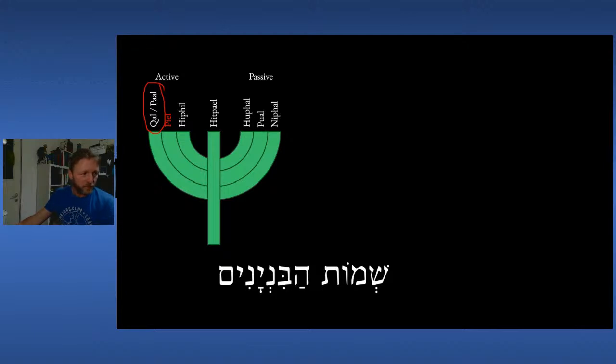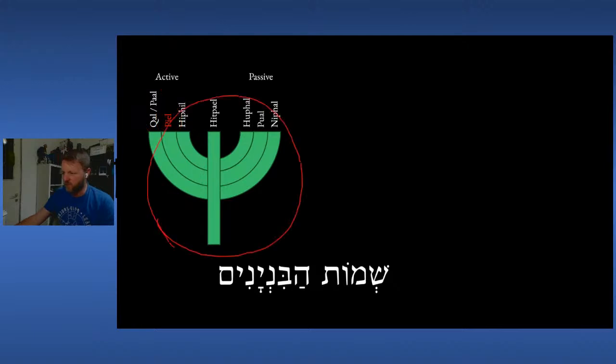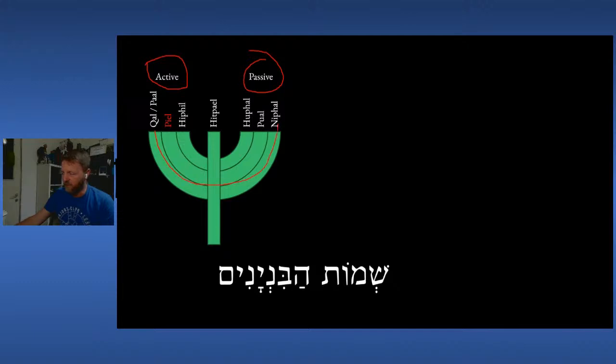We've gone through the Kal, which is also the Pa'al, Kal, Shamar, Halach. And now we're going to look at the Piel. When we're looking at the structure, notice that this forms a candelabrum, a menorah of sorts. On the left side we have the active, and on the right side we have the passive. So the Kal is the active, normally, of the Nifal. The Nifal expresses the passive of the Kal. So Shamar means he kept, and Nishmar means he was kept or was protected or was guarded. So Nifal, Nishmar is the passive.